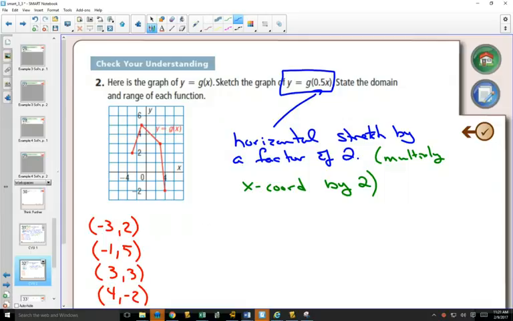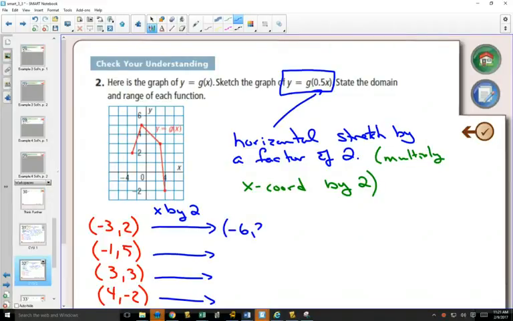And what we're going to do to each of these points is multiply our x coordinates by 2. So now what does that mean? We're going to get (-6, 2), (-2, 5), (6, 3), and (8, -2).